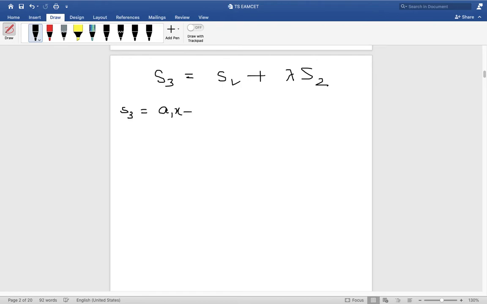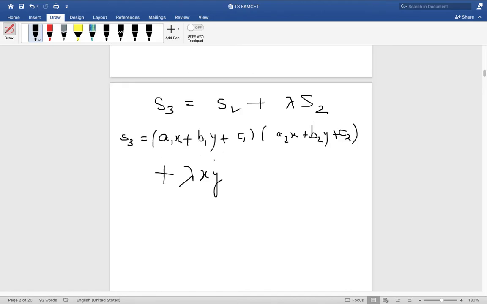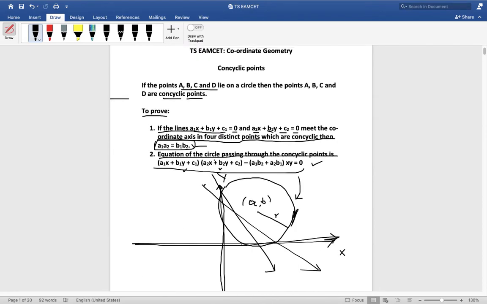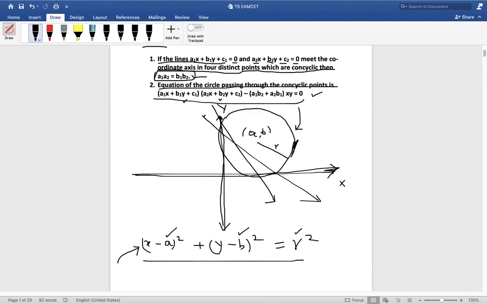a1x plus b1y plus c1 into a2x plus b2y plus c2. And what is S2? S2 is just xy. So this will be my curve S3, which is passing through the points of intersection of these two straight lines with the coordinate axis, which is the x-axis and y-axis.